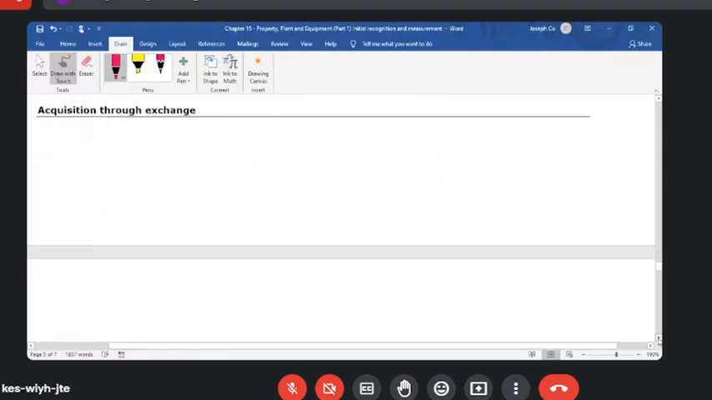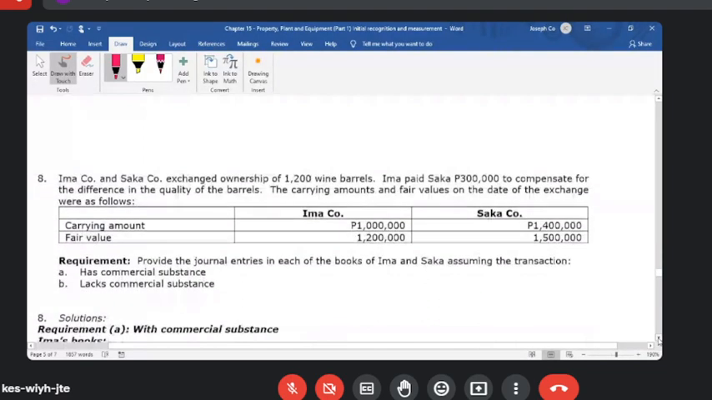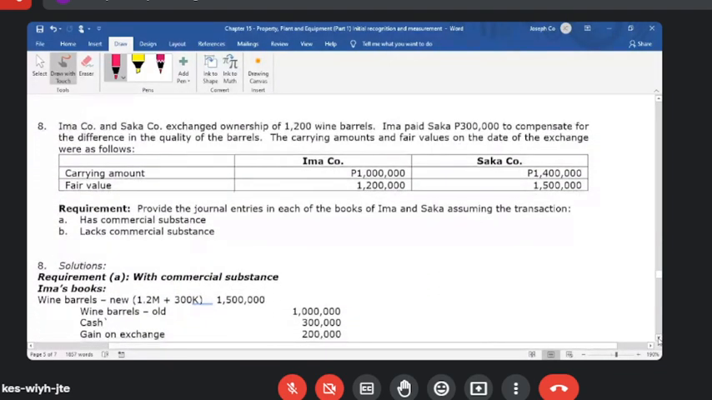Okay, acquisition by exchange. Check if there is a commercial or no commercial substance. Pag commercial substance, may gain or loss tayo on exchange and then record at fair value. Pero pag lacks commercial substance, no gain or loss on exchange and then ignore the fair value.